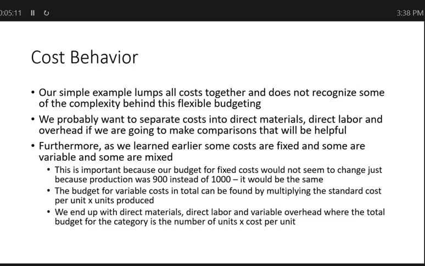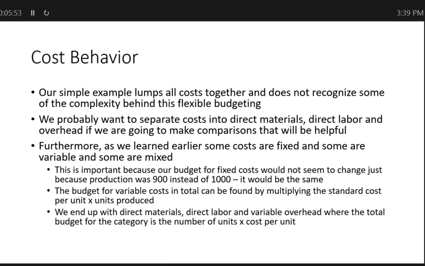So that simple example in the last slide just lumps all costs together, but to really understand how we did and where our strengths and weaknesses are, we need to make it a little more complex. We need to break down our costs into some categories that we're already familiar with, that we've talked about in multiple ways, and that is direct materials, direct labor, overhead, both variable and fixed, so that we can make some comparisons from actual to what we plan to really hone in on what it is that is causing our costs to be higher or lower than they should be.